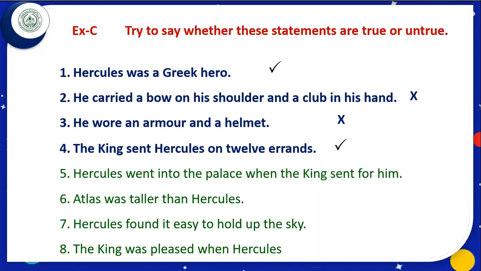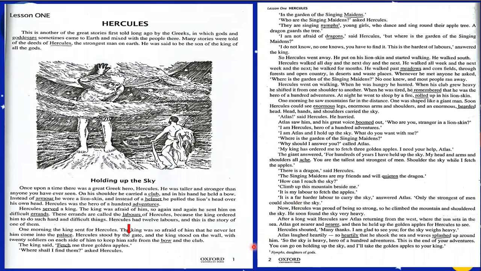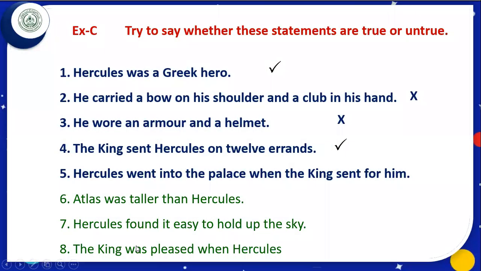Move to the next. Hercules went into the palace when the king sent for him. Did he go to the palace? Do you remember? Oh yes, you should remember. But now let us refer to the lesson to see what is correct. Here we can see, Hercules stood by the gate and the king stood on the wall with 20 soldiers on each side of him to keep him safe. Hercules did not go into the palace.